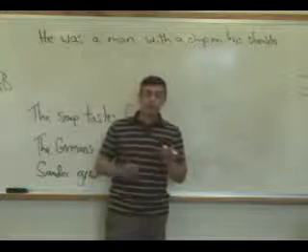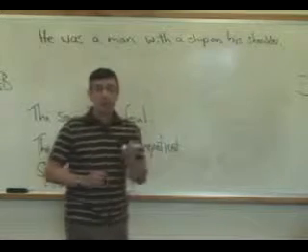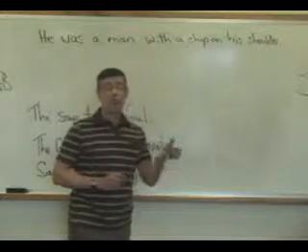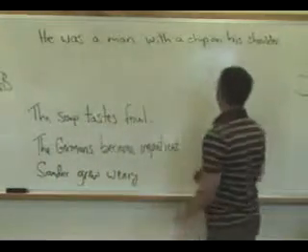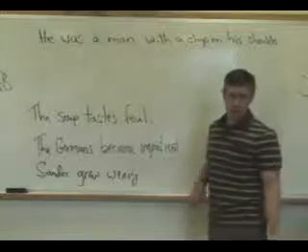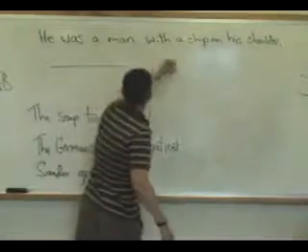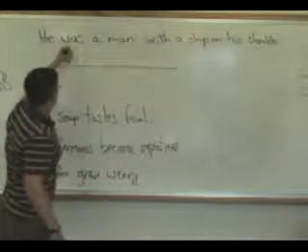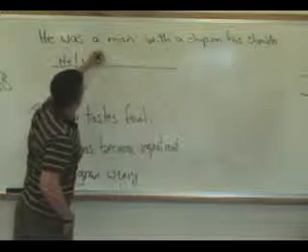Here is how to diagram subjective complements. Now, subjective complements can be, as we've seen, either nouns or adjectives. In this sentence here, he was a man with a chip on his shoulder. Okay, our baseline there. He is the subject. There's our subject-verb divider. Was.